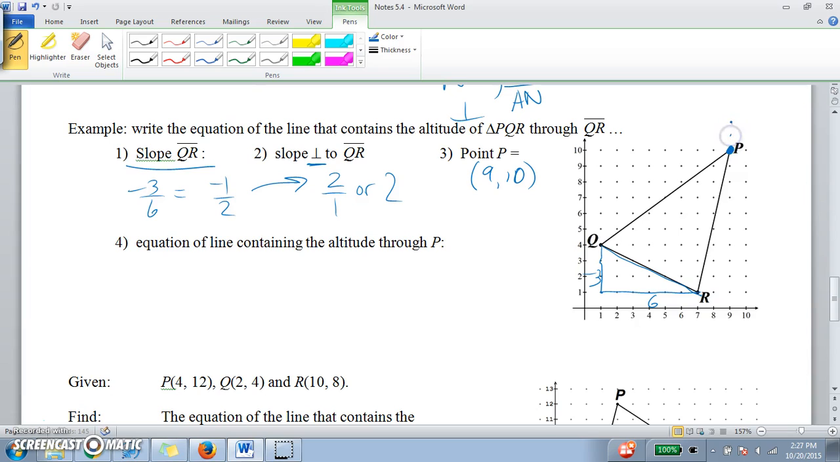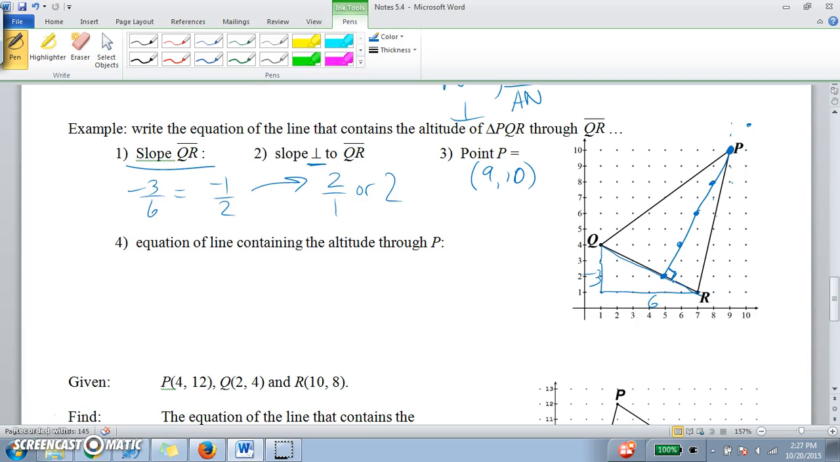If we go up 2 over 1, that's going to take us off our graph, so we don't want to do that. Instead, we want to go down 2, left 1. So if we continue doing that, eventually we hit QR right here, and that is our altitude.